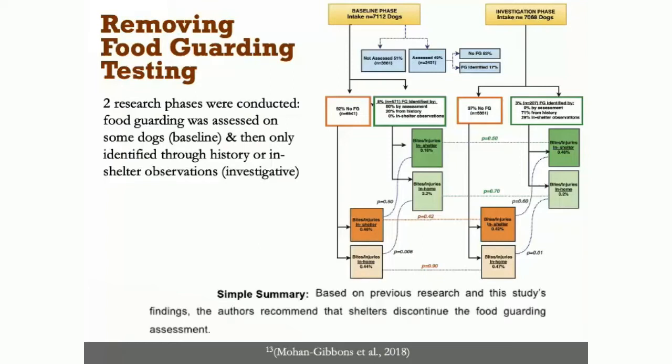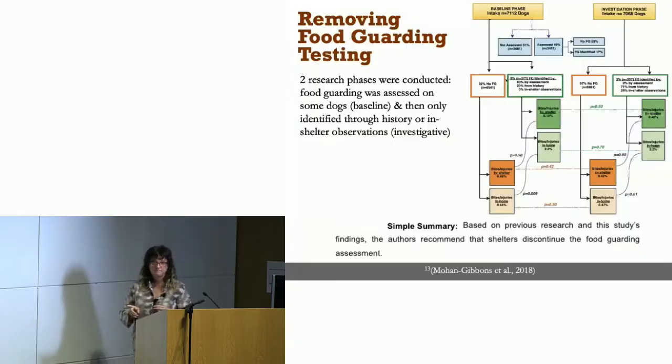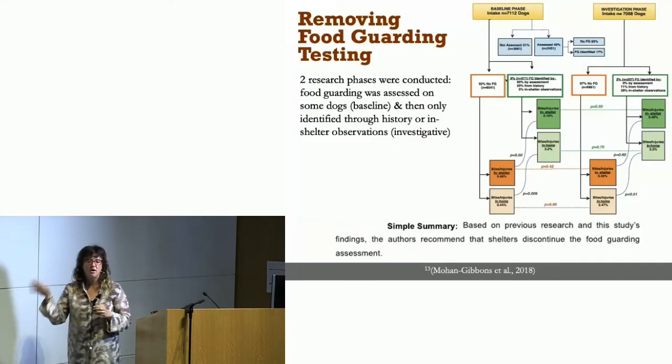And the takeaway from this study is that, based on this research and the study's findings, the authors recommended discontinuing the food guarding test. And I think that if you look at their findings, looking across the two different phases, going across reading horizontally, you will see that there are not statistically significant findings between changes in shelter bites and injuries, in shelter, and bites and injuries in the home. We can all agree on that, right? We're all kind of reading the same thing.